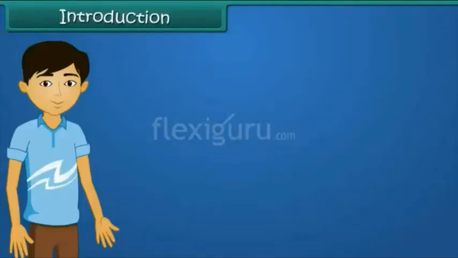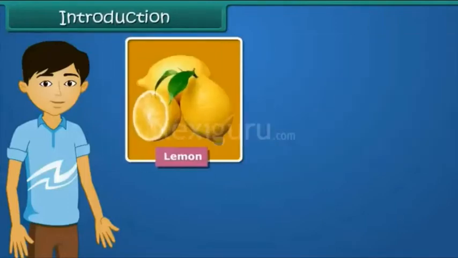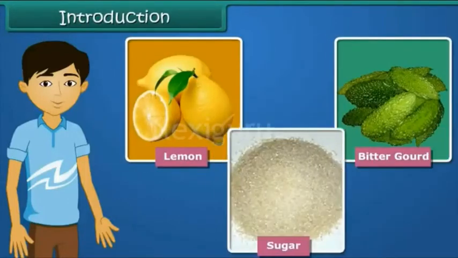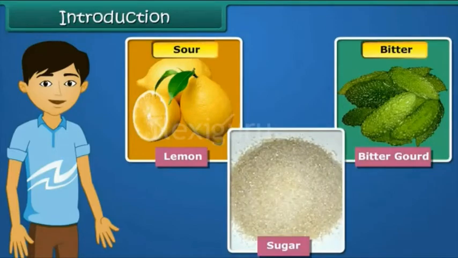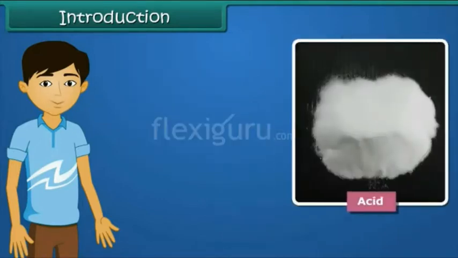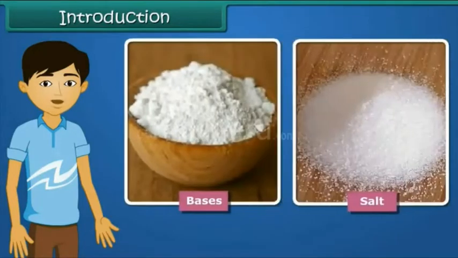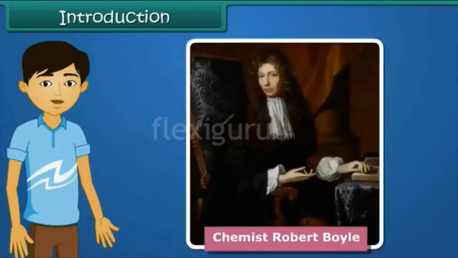Introduction. Hello students, we have lemon, bitter gourd and sugar. Some of these foods taste sour, some taste bitter, some taste sweet and some are salty. The sour, bitter, sweet and salty taste of foods arises due to the presence of acids, bases and salts in them. In the 17th century, chemist Robert Boyle first labeled substances as acids and bases.